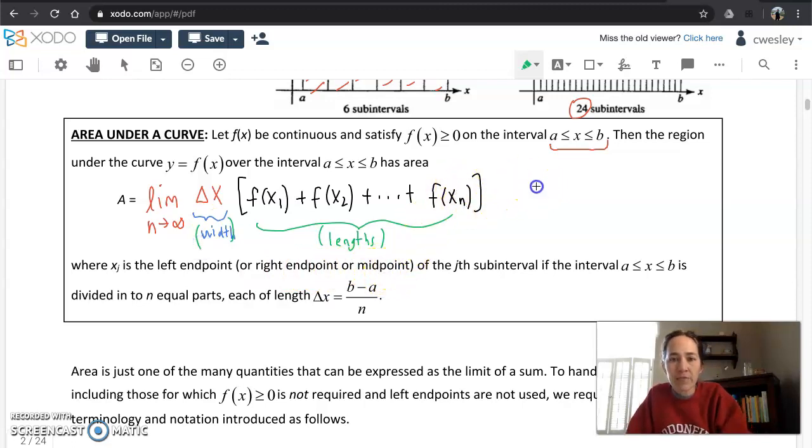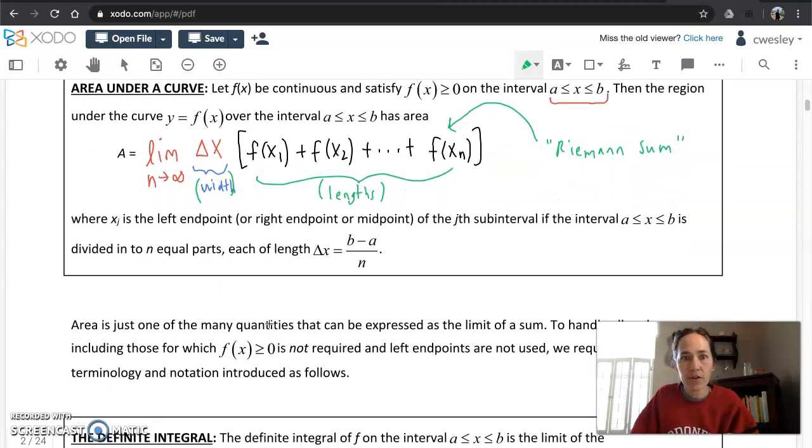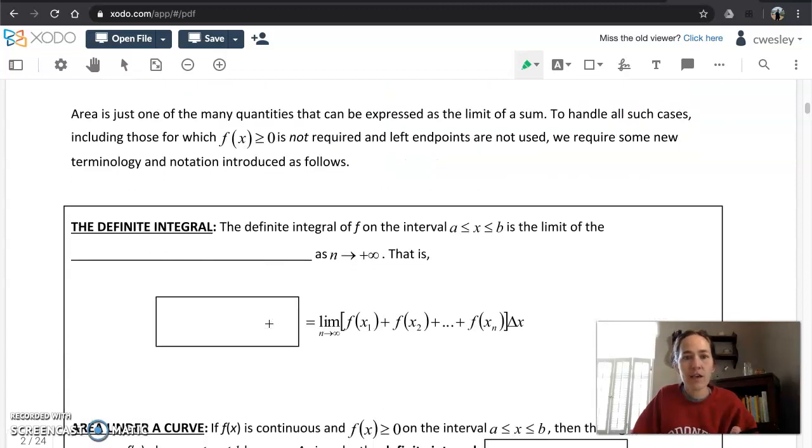There's a special name for this type of sum of a bunch of rectangles or a bunch of trapezoids. We just haven't covered that. It's called a Riemann sum. And now we're going to take this a step further. I am not interested in having to do every single one of these area problems like we did on the first page with these approximations. So that's where a definite integral comes in.